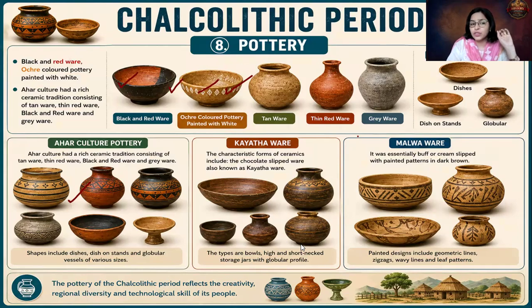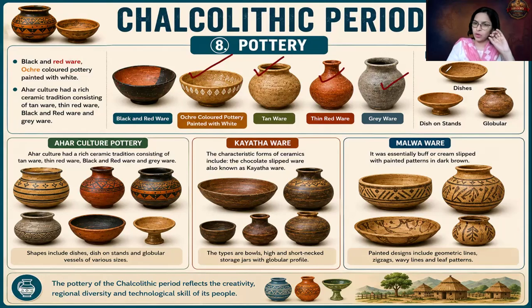Next, the characteristic feature is the pottery. Pottery is a significant source of information to know about this Chalcolithic period. Different types of pottery have been discovered across the cultures. The peculiar types are black and red ware, a combination of black and red color. Then you have ochre colored pottery. Can you see the ochre color, a little bit reddish? Not exactly red, but a lighter tone, brownish red. The second one is ochre colored pottery painted in white paint. Then this is a tan ware, thin in the sense that the composition is not that hard. It's red in color, and this is a gray one.